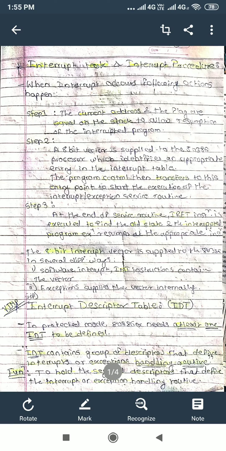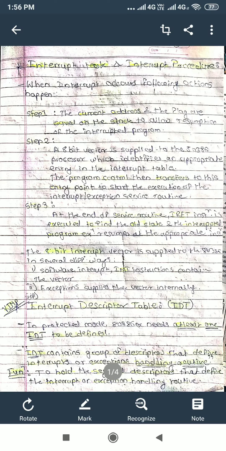Now, our second topic is the interrupt descriptor table. This is a very important topic from the exam point of view. As I told you just now, in protected mode the 80386 needs at least one IDT. At least one interrupt descriptor table should be there while your processor is in protected mode. The formal definition: the IDT contains a group of descriptors that define interrupt or exception handling routines. When an exception or interrupt occurs, it should be served by the processor with the help of interrupt or exception handling routines. Those routines are in your IDT, interrupt descriptor table.